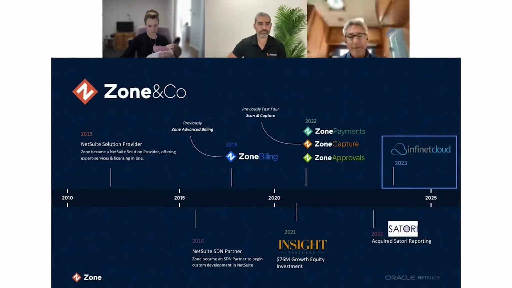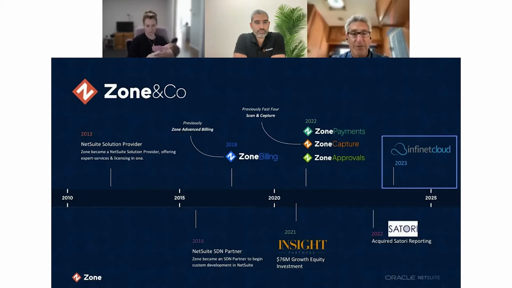What you'll find, the thing I really wanted to share with you is the fact that in 2021, Insight, who's a private equity firm, invested 76 million into the growth of Zone. And through that, we acquired a number of companies. First of all, Fast4, which gives us, again, native NetSuite applications to broaden our depth of products that we bring to market. So with the Fast4 acquisition, last webinar, we talked about ZoneCapture and Approvals, and today we're going to talk about ZoneReconcile and Payments.